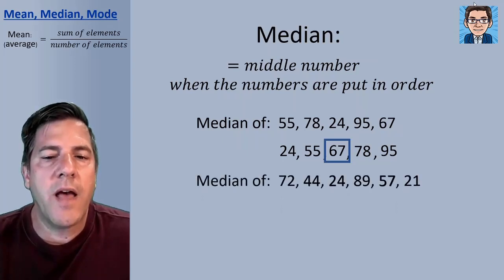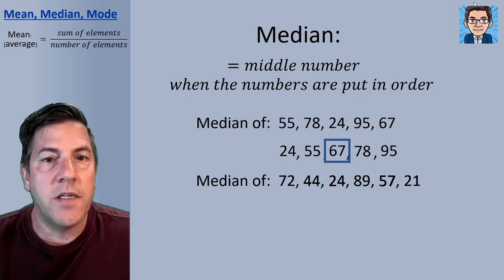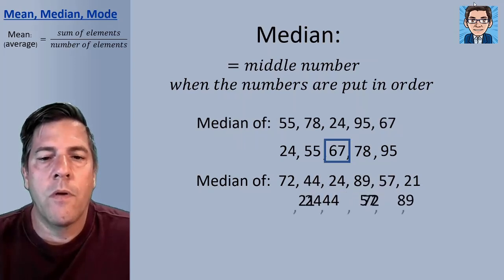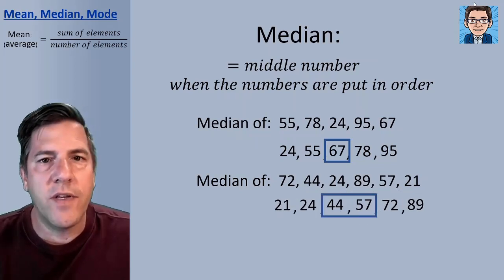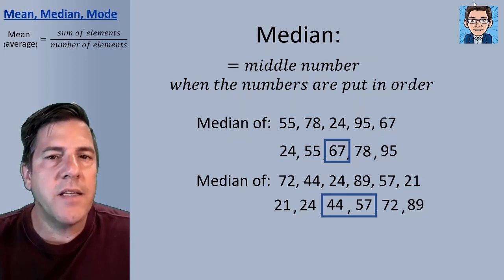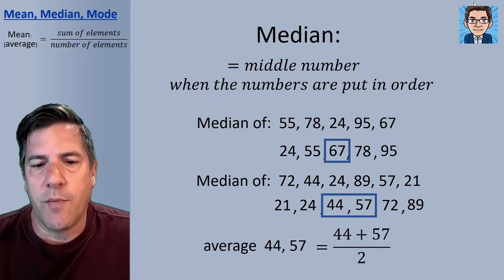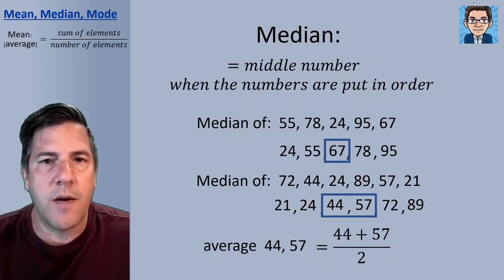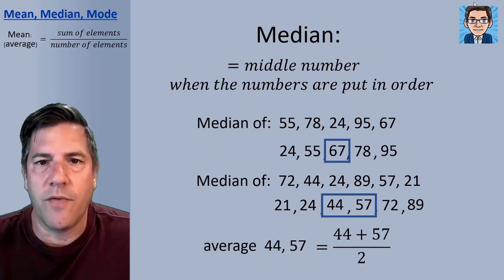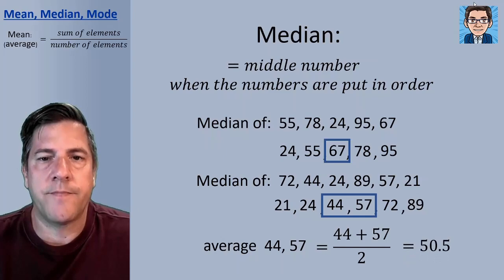Now sometimes we're going to have an even number of elements. So if we rearrange these numbers and then look for the middle number, there is no one single number in the middle. We've got 44 and 57 both in the middle. So in a case like this, we take those two numbers and take the average of them. We take 44 and 57, add them up and divide by 2. That's the number that's halfway in between 44 and 57, and that's going to get us our median of 50.5.